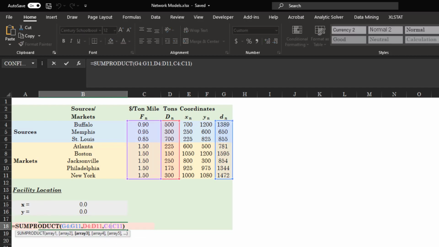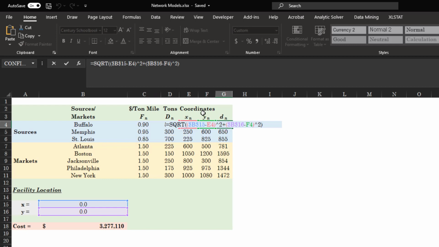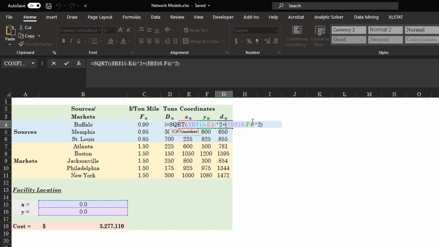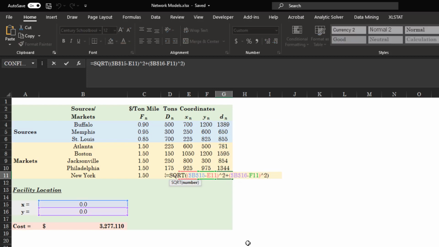The cost, of course, is calculated as the sum product. You first have to calculate the distance. This is the Euclidean distance. So remember what we talked about is that the distance is this minus this whole squared plus this minus this whole squared, all under the square root. That's the formula here, square root of. And you remember that B15 and B16 have dollar signs, so when we copy this down, it actually stays the same, right?